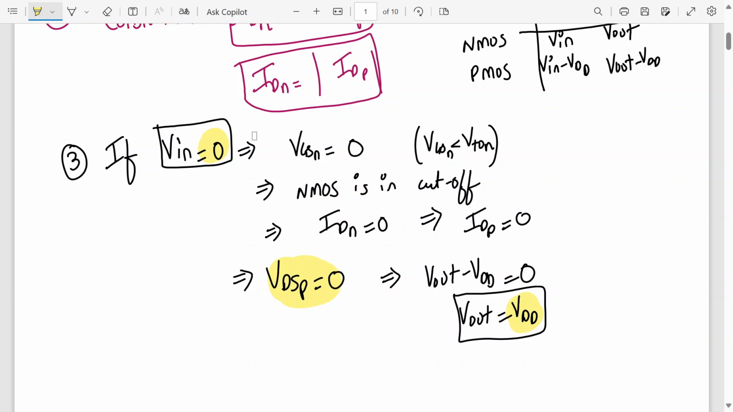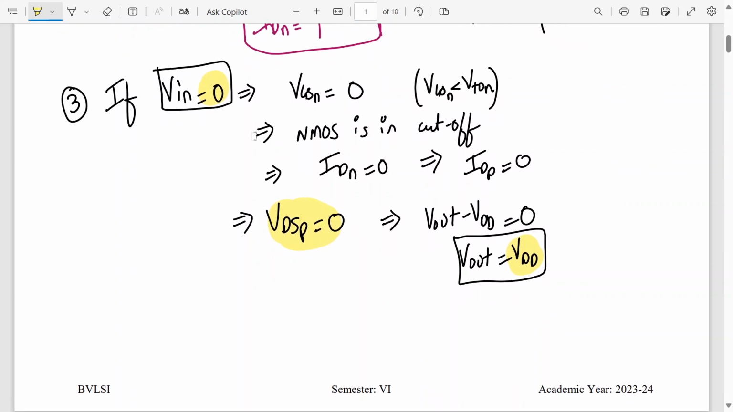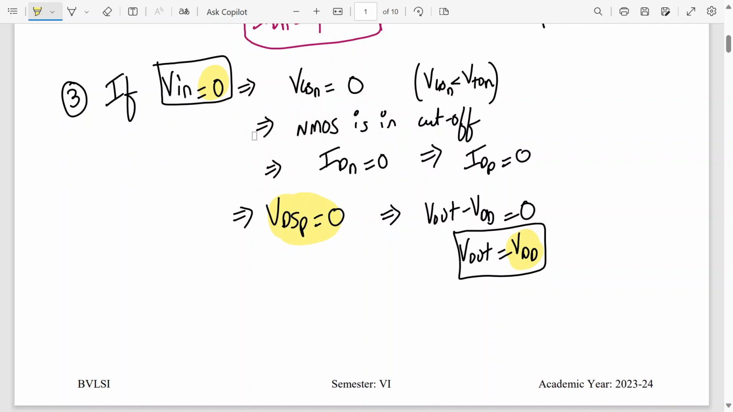Are you understanding? You're thinking that my current is 0 and still my device cannot be on. It's wrong. My current can be 0, but my device will be weakly on, also in a linear region. See, the characteristics also have a linear region. The current is very small. Still it's in the linear region, right?